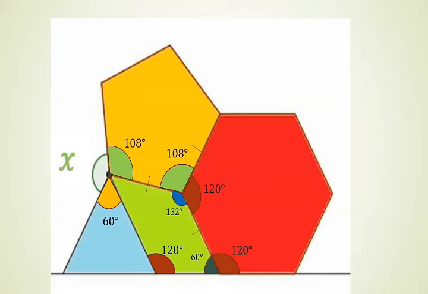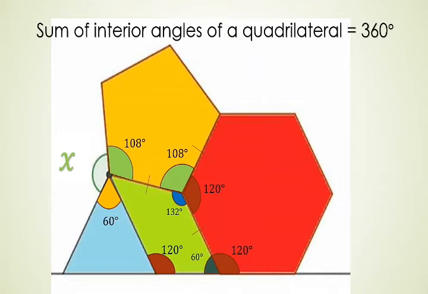The sum of interior angles of a quadrilateral is equal to 360 degrees. In our trapezium, we know three angles: 132 degrees, 60 degrees and 120 degrees. So the next angle will be such that the total sum is 360 degrees. Hence we can calculate this angle by subtracting 132, 60 and 120 degrees from 360 degrees, and we got 48 degrees over here.